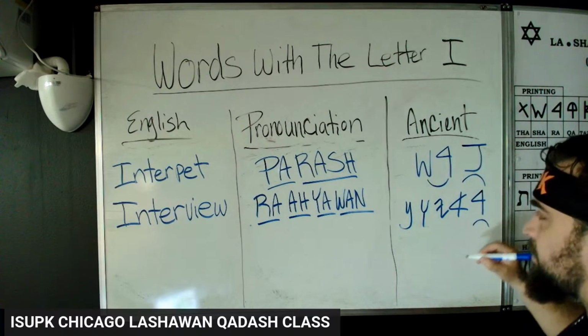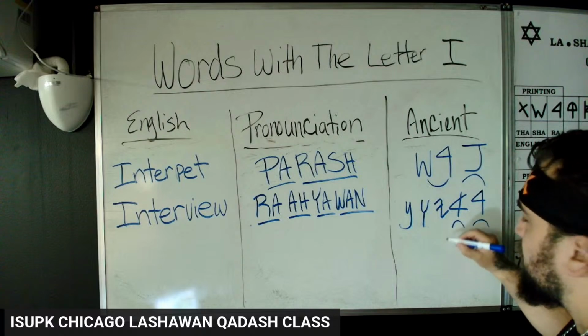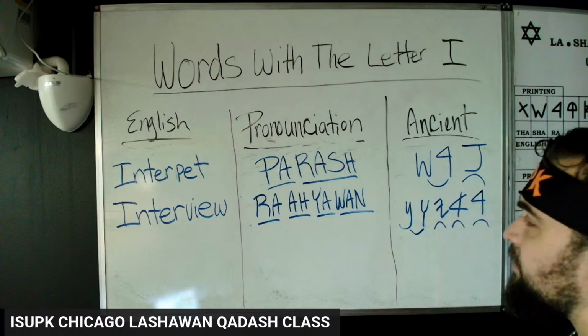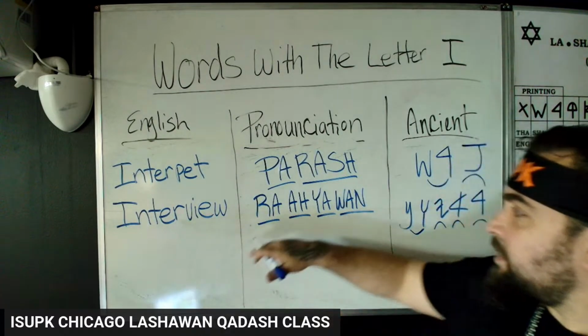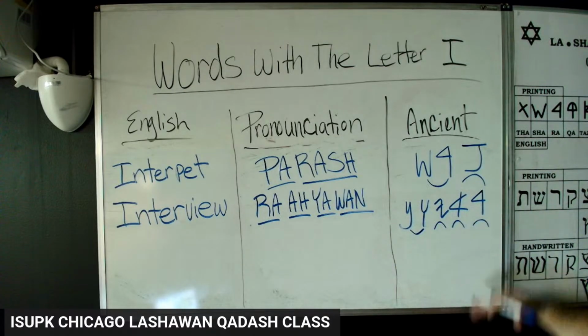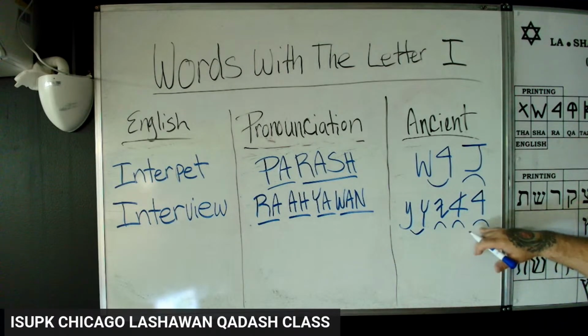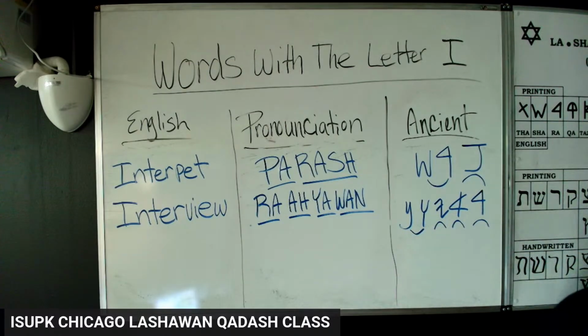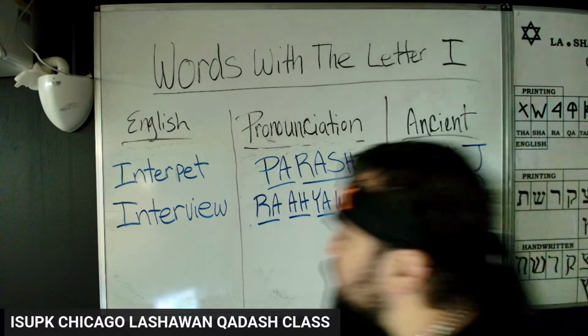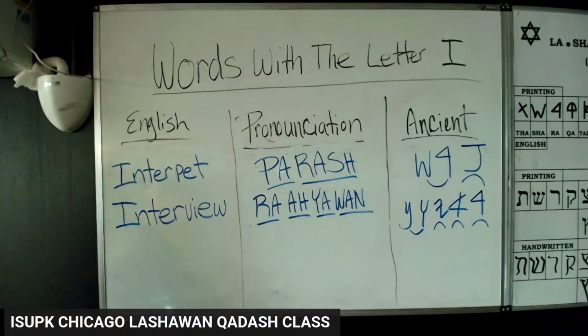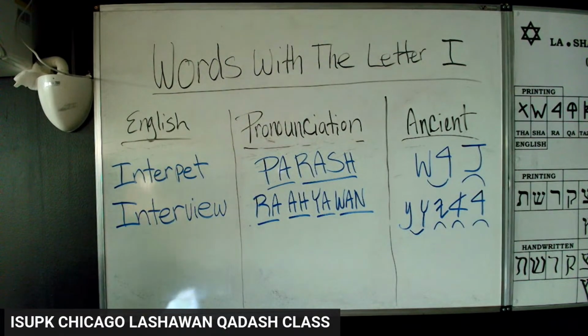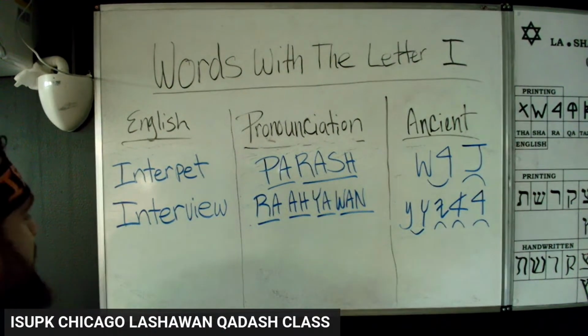All right, so Ra, Ya, Wan. Interview in English is Ra, Ya, Wan. Now when you're writing it, Ra, Ya, Wan. So it's quite a few words that are real long. That's why to get into sentences, we won't do it yet. So just going over words, terms, gets a lot further.